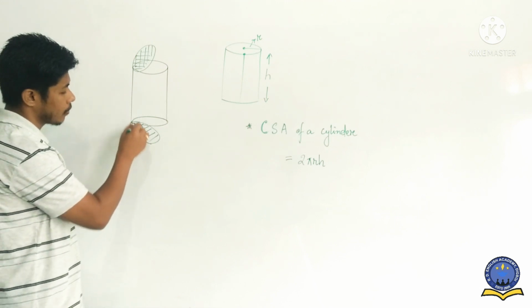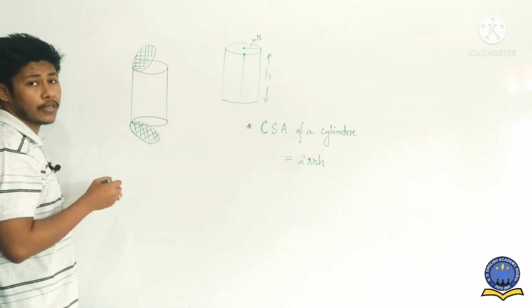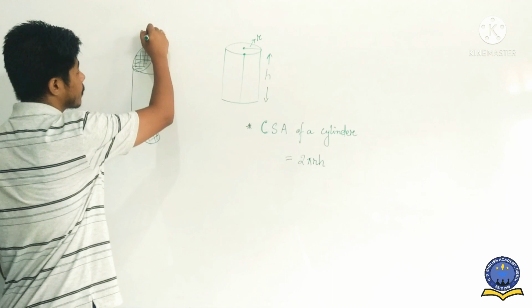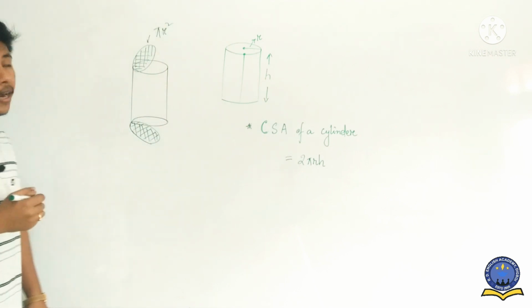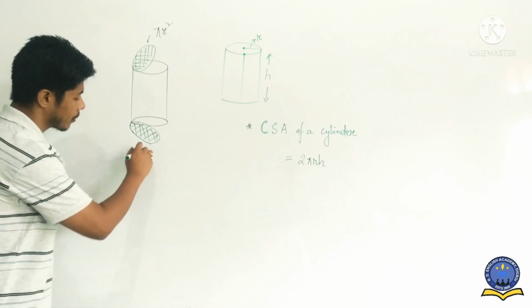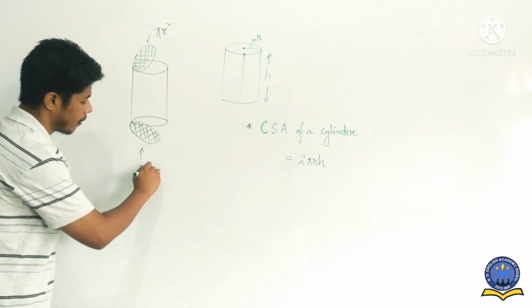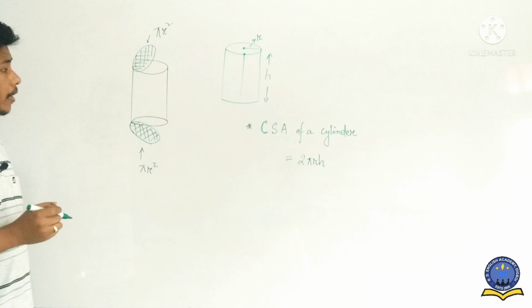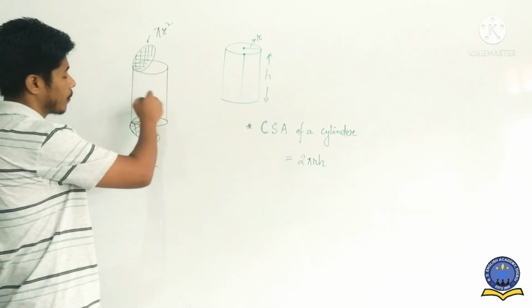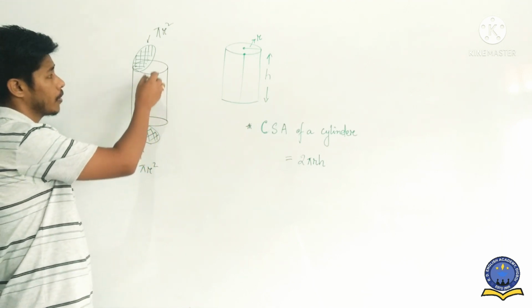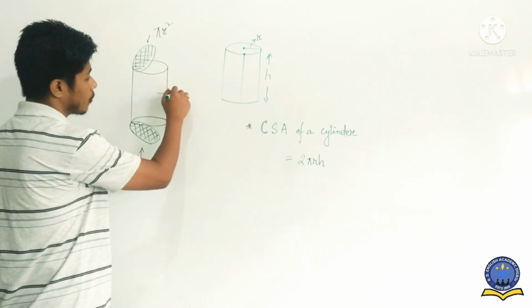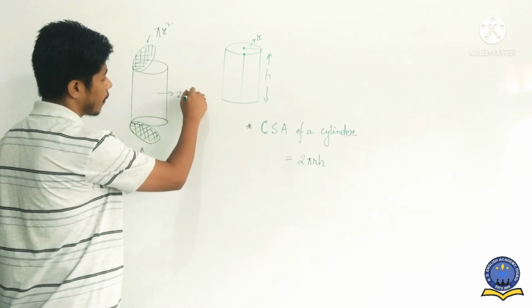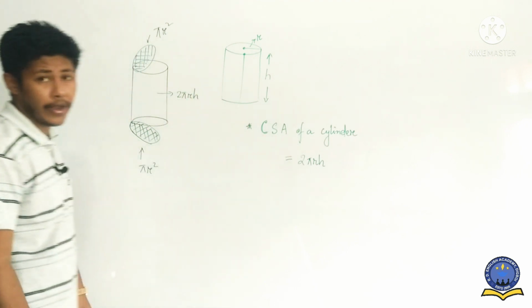As well as here, we also need the area of this circle. So what is the area of this circle? The formula is pi r square, if the radius is r. As well as the area of this circle is also pi r square. This one is also pi r square. And what is the surface area of this hollow cylinder? This part is twice pi r h. Already we found twice pi r h.